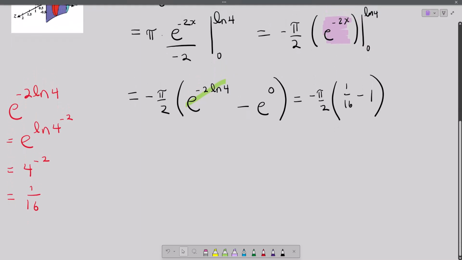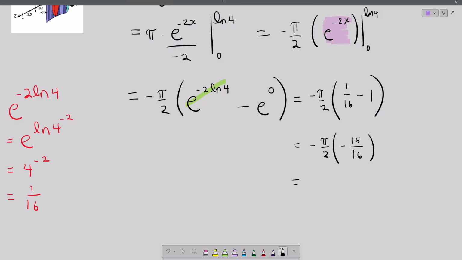And that tells us then that we have negative pi over 2 times 1/16 minus 1, so that's negative 15/16. And our final answer will be positive 15 pi divided by 32. That'll be our volume.